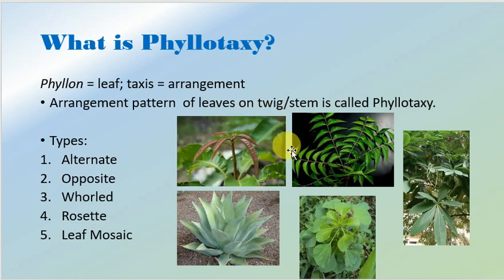Here the different patterns of phyllotaxis are given. Depending on the pattern of arrangement, the phyllotaxis are of five types: alternate, opposite, whorled, rosette, and leaf mosaic. Now we will study each and every type in detail. First of all, we will look at the alternate phyllotaxy.